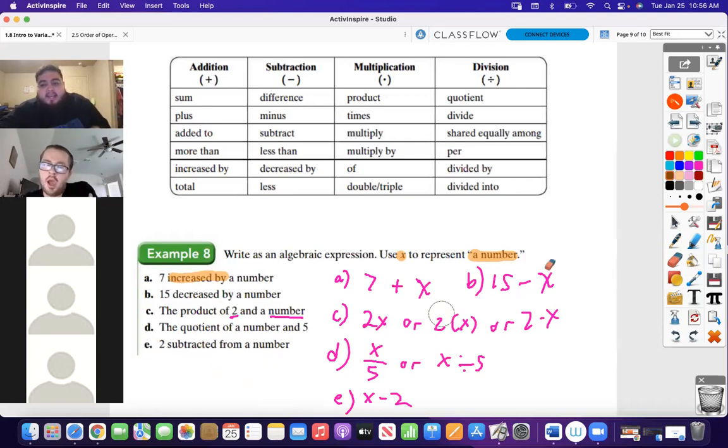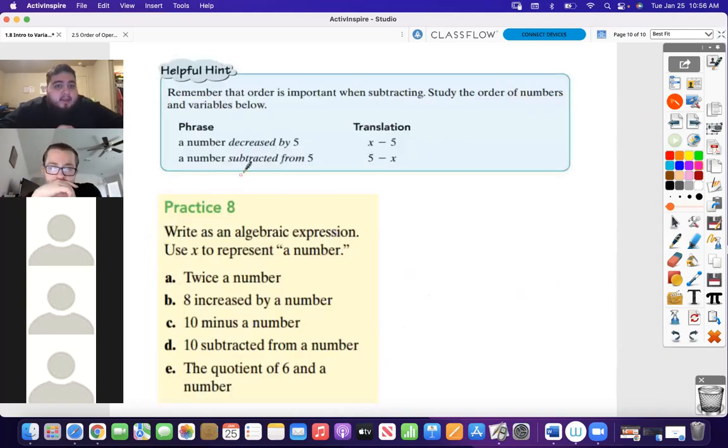So put a star by the E, guys, a star by the letter E, because you're going to see this on the test. You're going to see this on homework, and do not get confused by E. Remember that it's X minus 2, not 2 minus X, okay? All right, and then we have a helpful hint. So go ahead and write this helpful hint in your notebook, guys. Make sure you write helpful hint and write what it says inside the box. And then work on practice 8, guys. I'm going to give you 5 minutes for these practice problems and the helpful hint.